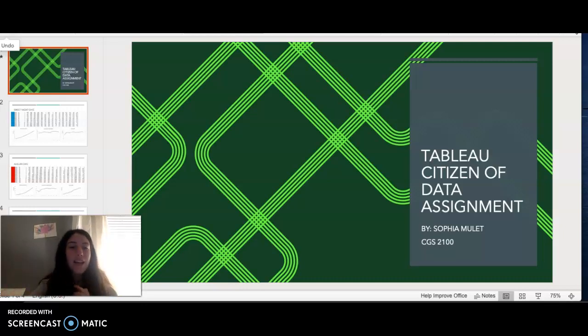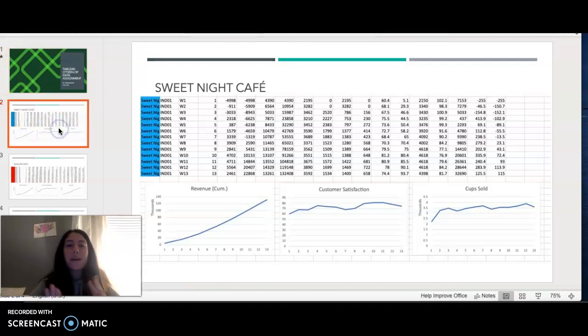Let's start. The first cafe I picked for my scenario was Sweet Night Cafe. I picked the names based on what I liked and found interesting. I picked three charts for categories, because I thought three was a good number to look at. The top three most important things to look at when running a business were the revenue, the customer satisfaction, and the cups sold, since these are cafes.